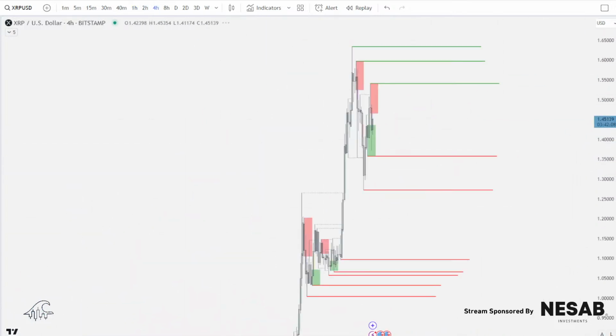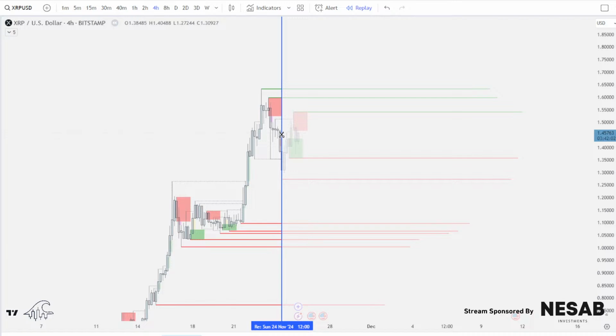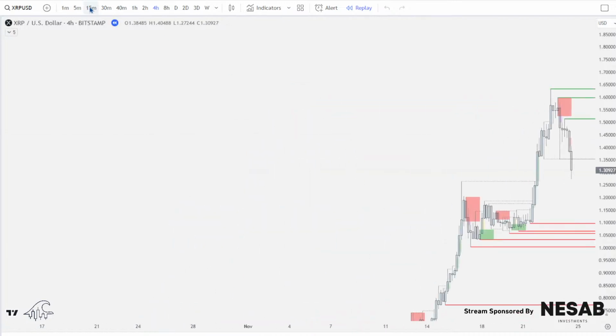We got the XRP still pushing up right now. We took out. I'm interested because I haven't been tracking this. I'm long term on this. So let's see if.